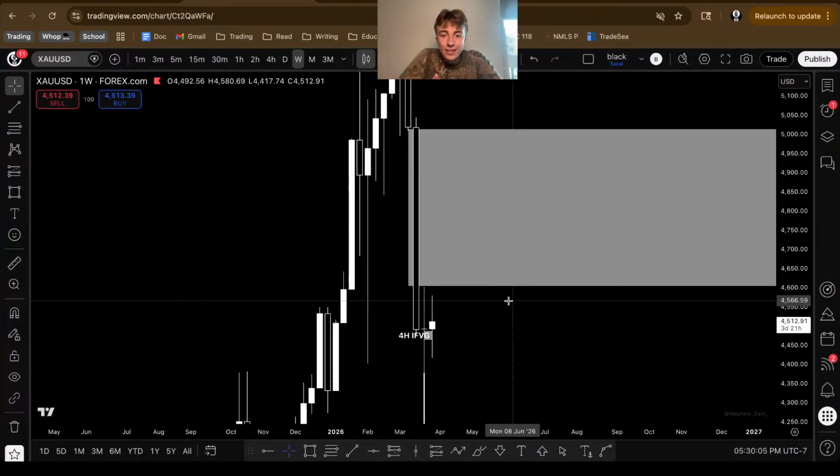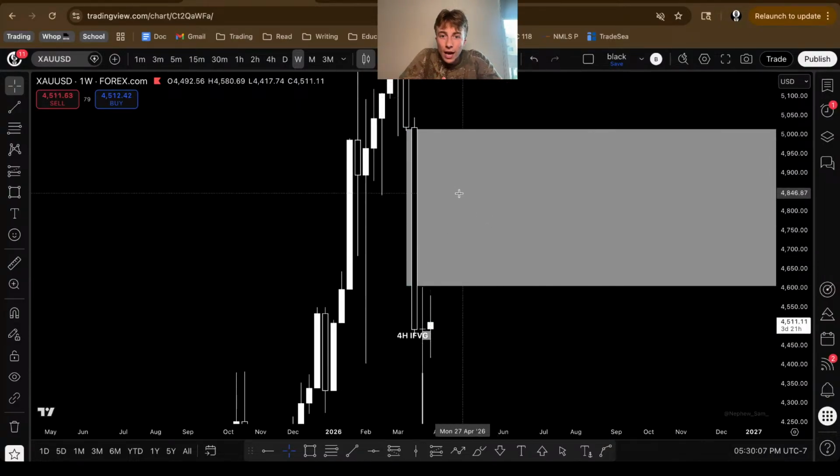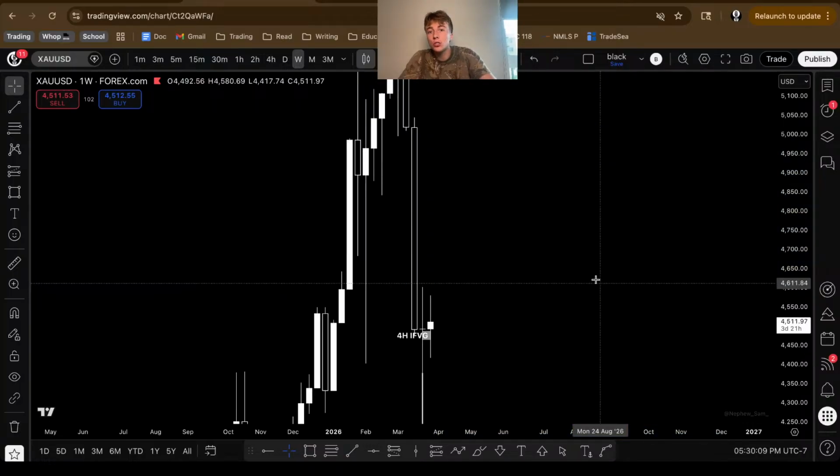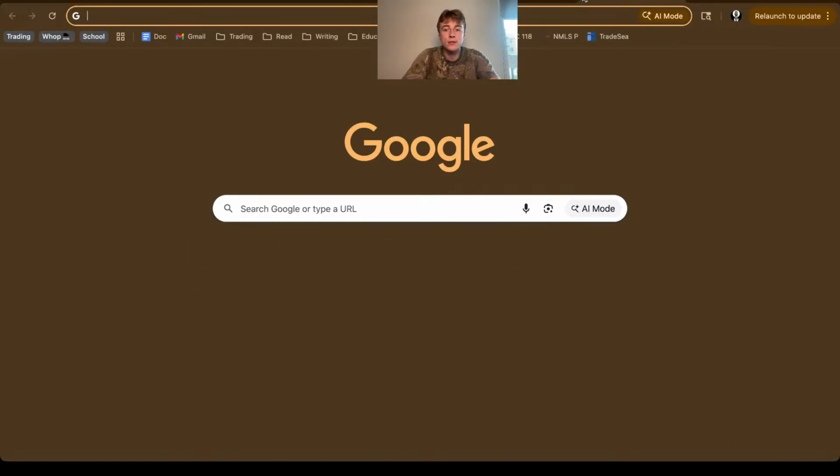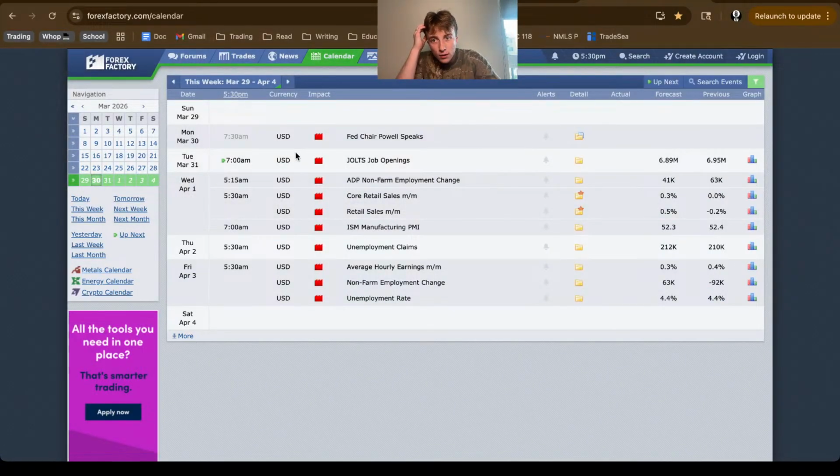We can easily expect it to get back up into this weekly gap that we have yet to mitigate. It's an untouched weekly fair value gap that formed at the start of this week. April 1st is Wednesday. Oh, so tomorrow is, let me check Forex Factory. Tomorrow's the 31st.